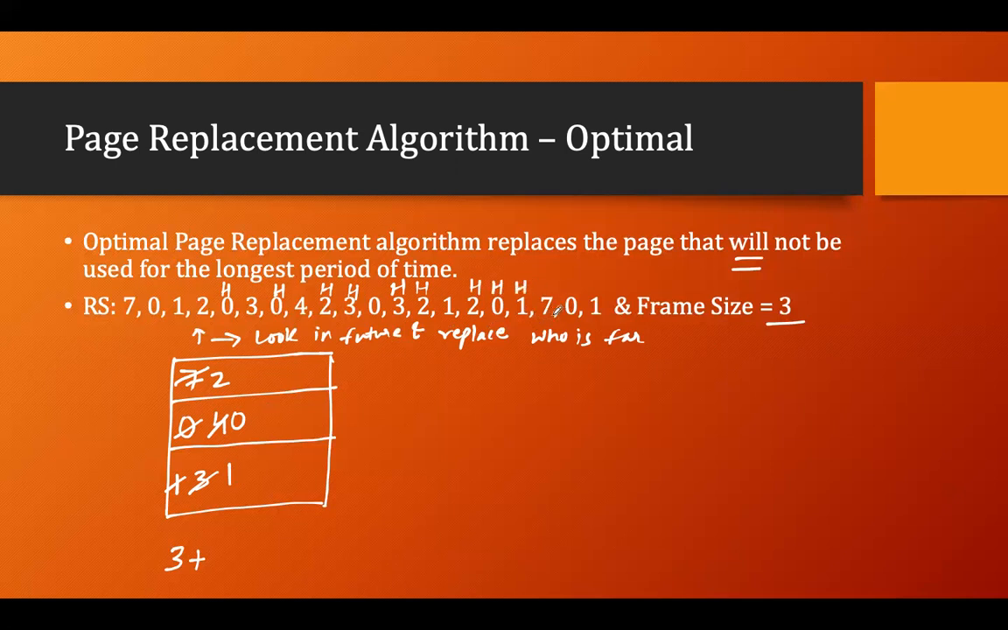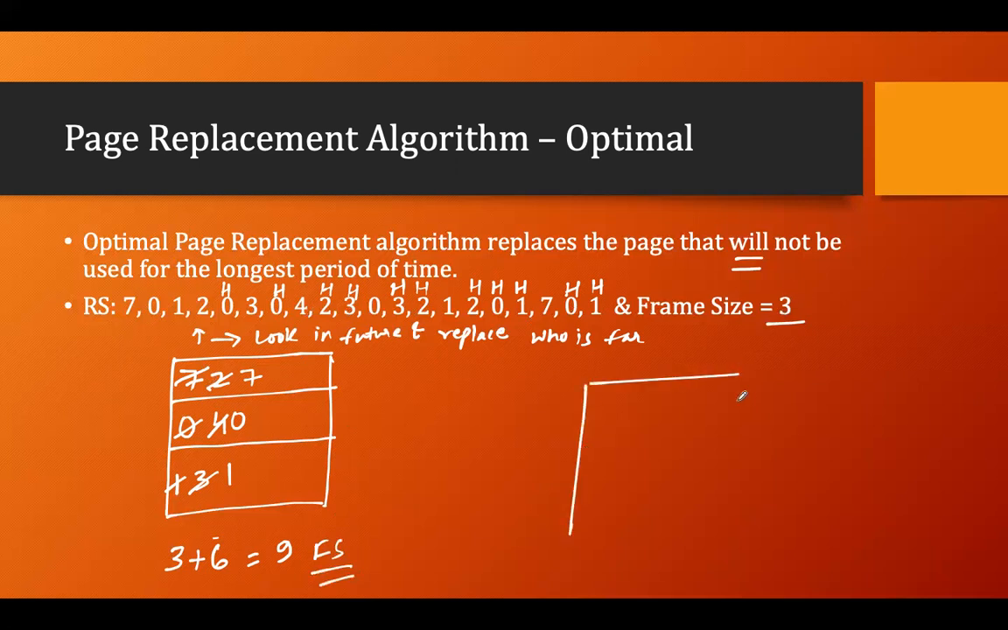Then 7, look for the future. Future is 0 and 1. 0 and 1, so 2 will be replaced with 7. 0 is a hit and 1 is also a hit. So you see how many page faults occur. 3 occur at the very first, then 1, 2, 3, 4, 5, 6. Total is 9. So 9 page faults occur with this reference string and frame size 4.